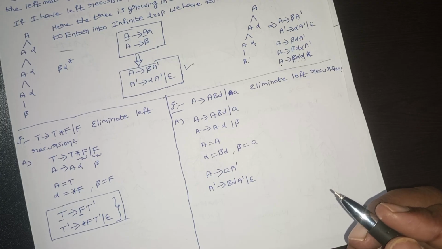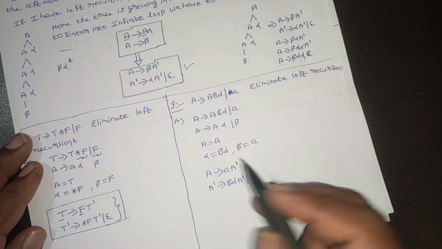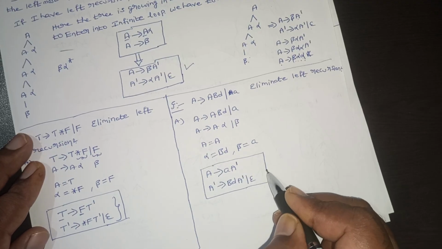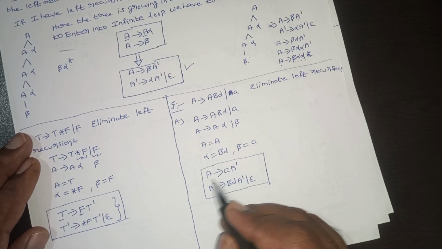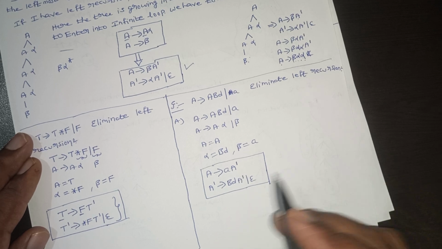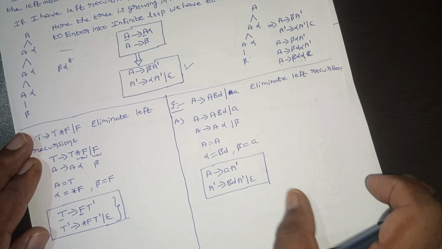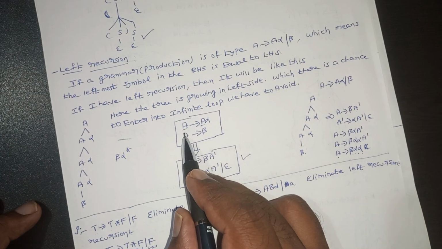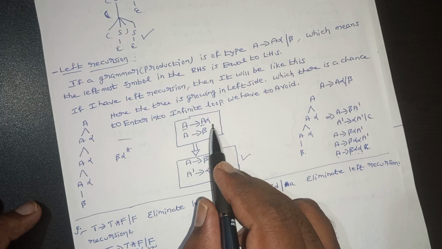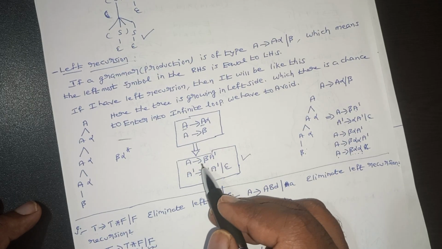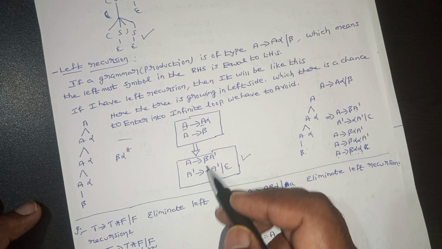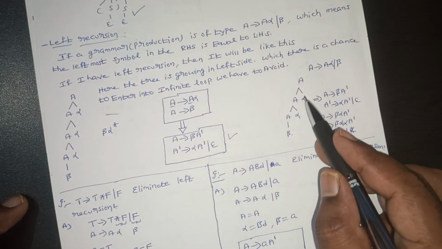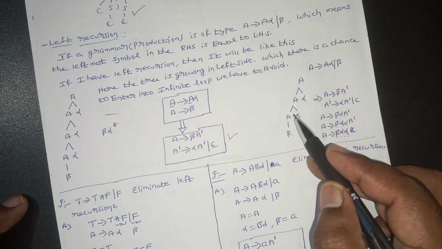So in this way you have to eliminate the left recursion. Okay, this is the answer. Now you see here, in this I don't have any left recursion. Simply what I am doing, I am applying the formula for left recursion only. So this is actually a grammar having a left recursion. I am getting this formula using A tends to A alpha.